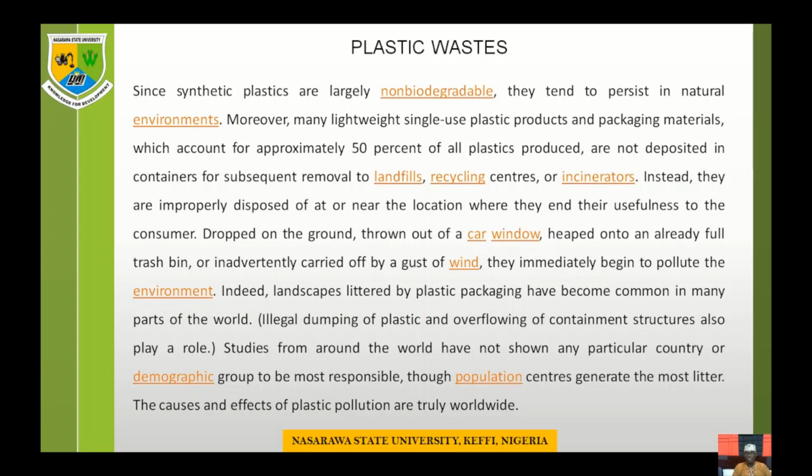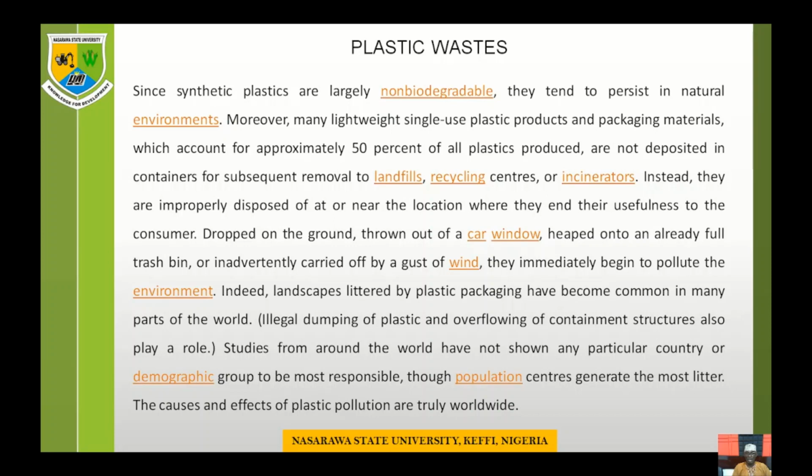on the ground, thrown out of a car window, heaped onto an already full trash bin, or inadvertently carried off by a gust of wind. They immediately begin to pollute the environment. Indeed, landscapes littered by plastic packaging have become common in many parts of the world. Illegal dumping of plastics and overflowing of containment structures also play a role.